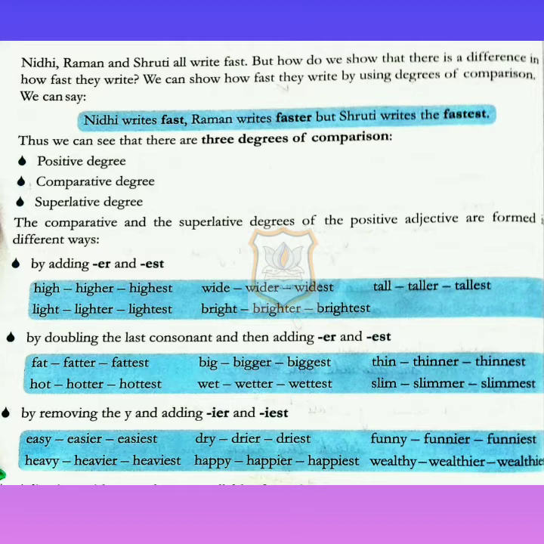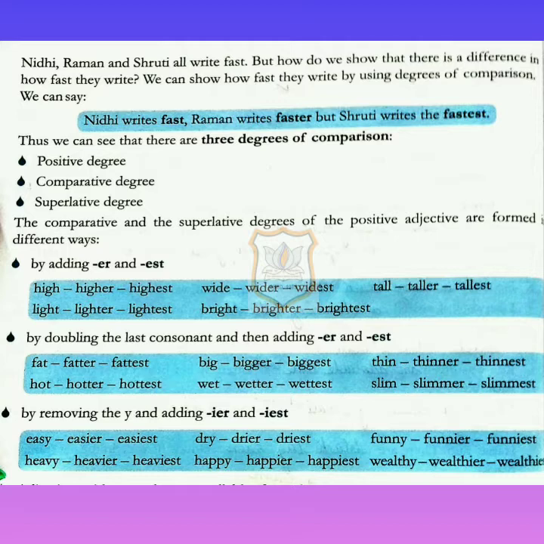But how do we show that there is a difference in how fast they write? We can show how fast they write by using degrees of comparison. We can say that Nidhi writes fast, Raman writes faster, but Shruti writes the fastest. Thus, we can see that there are three degrees of comparison: positive degree, comparative degree, and superlative degree. The comparative and the superlative degrees of the positive adjective are formed in different ways.